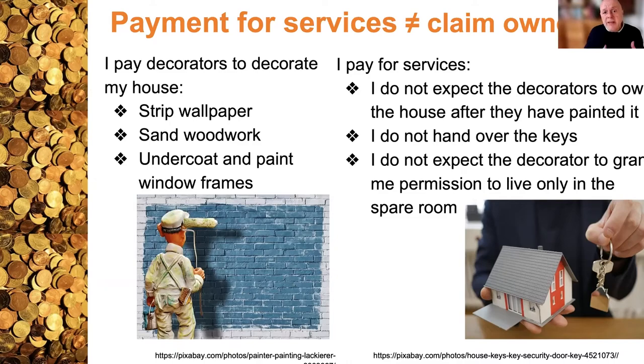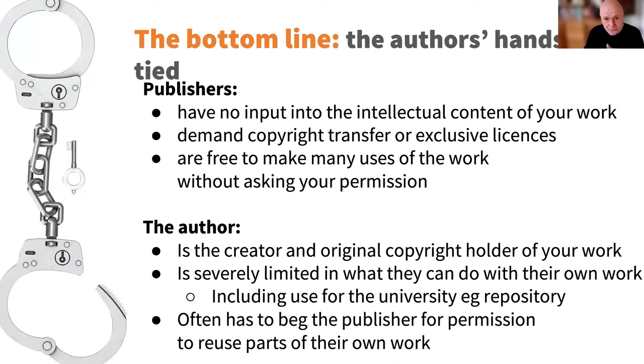So the bottom line is that the publishers have no input into the intellectual content of your contribution. They demand copyright transfer or exclusive licenses, and they can use your work in any way they see fit. You have no longer any right to that work. By contrast, the author, in our view, is the author and the original copyright holder. They are severely limited in what they can do, and they often have to beg the publisher to reuse parts of their own work. This makes no sense. This is what we want to impress on everyone. It makes no sense, and we can change it very simply by using the rights retention strategy.